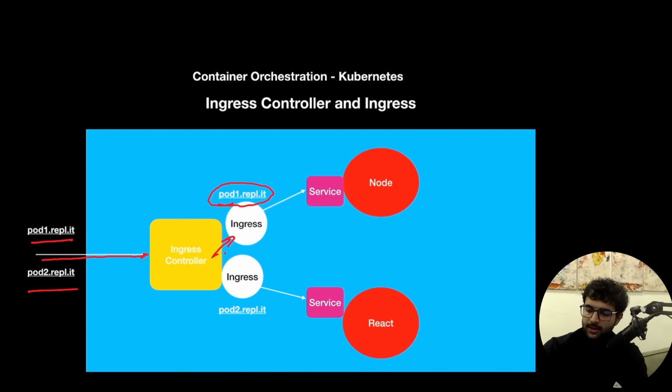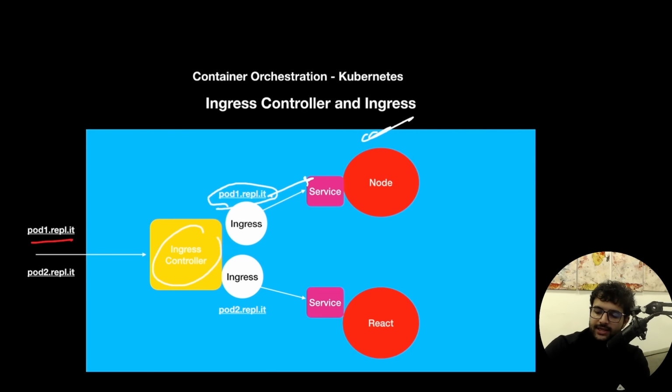Tell me, okay, bhai, I am starting a new pod. If you ever receive a request from pod1.repl.it, please hit my service. Someone needs to tell the ingress controller that, okay, bhai, I am sitting here on the side. This is my service. Please hit me if pod1.repl.it comes. And how do we do that? Through an ingress. We create an ingress that has all of this written.